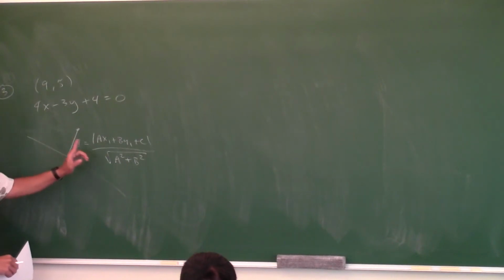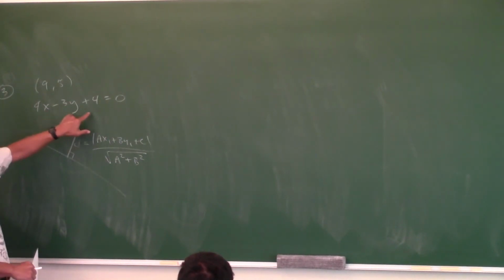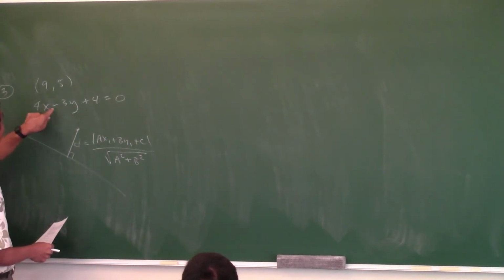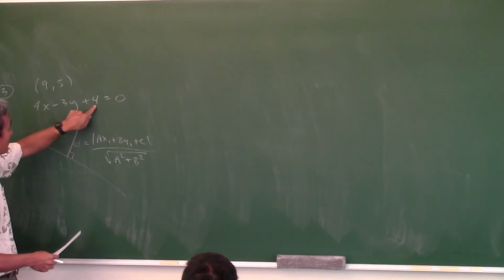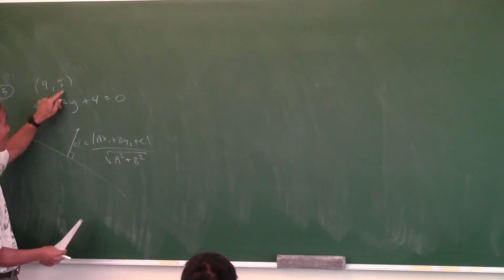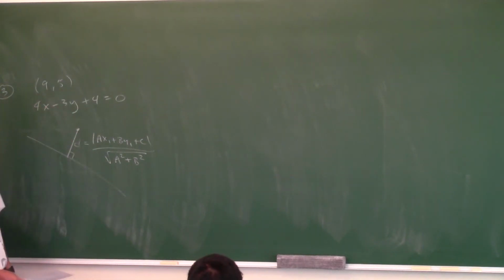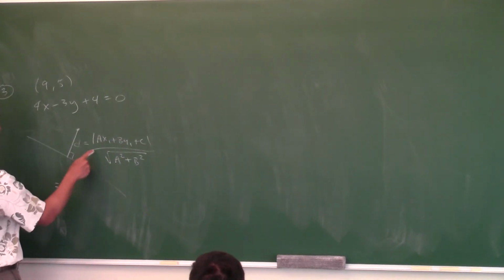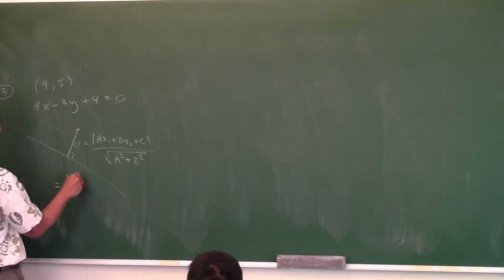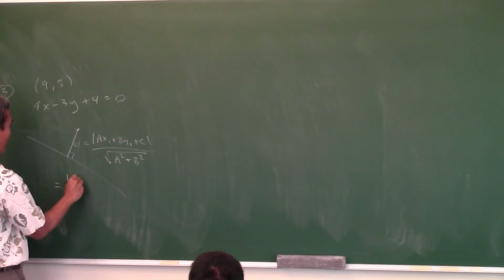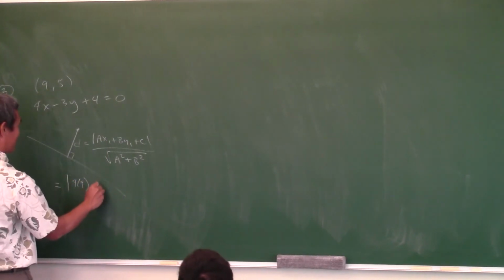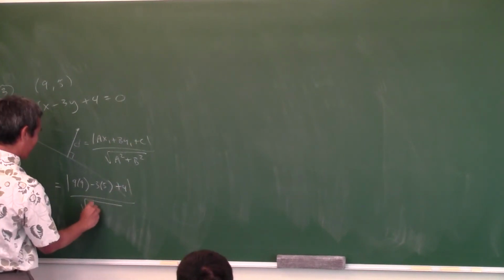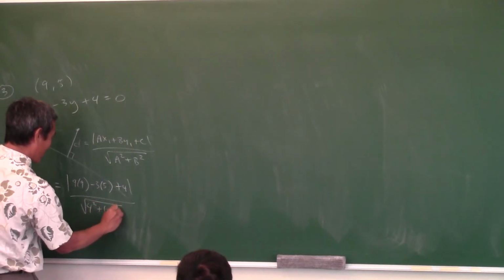But if you use this formula, the line has to be written in general form. See, this is A, this is B, this is C, this is x1, this is y1. You just plug and chug into this formula. So what does it come out to? Absolute value of, I just told you what everything is. 4 times 9 minus 3 times 5 plus 4, all over the square root of a squared plus b squared.